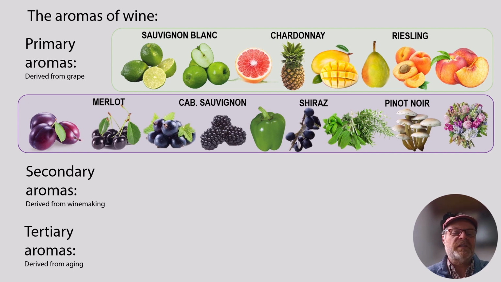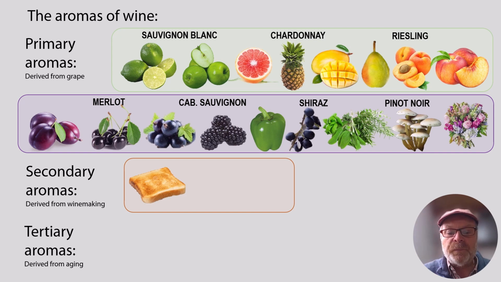Okay, so let's move to the secondary aromas, which are the ones related to winemaking. And the most common one will be the aroma of bread. The aroma of bread is related to yeast. Remember that in episode number 1, we explained how fermentation is done by yeast. Well, in the same way that we use yeast to ferment wine, we use yeast to ferment bread.